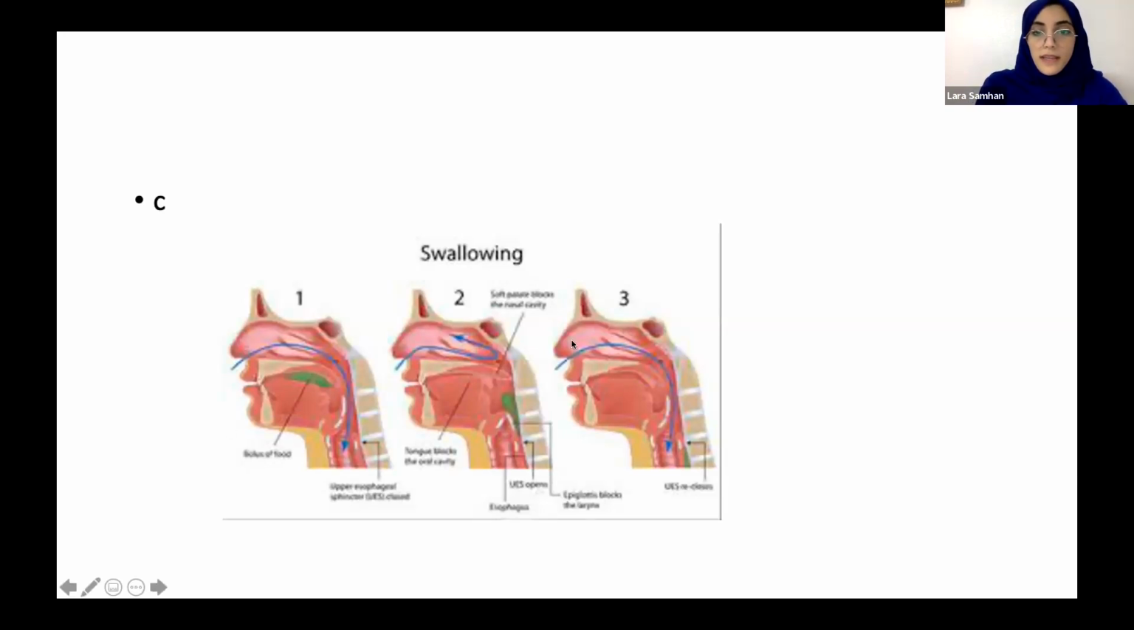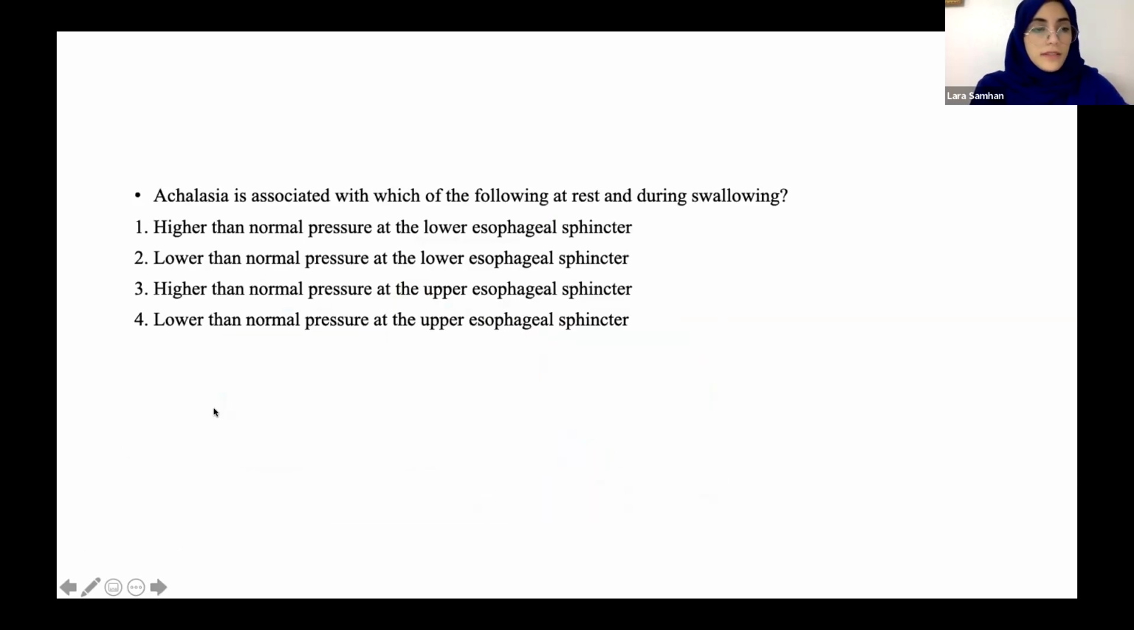As we can see here, in the three phases of swallowing, this green thing is the bolus of food. It starts off in the oral phase, and then the food moves down a bit, which is the pharyngeal phase. Lastly, it ends all the way off in the esophagus, which is the esophageal phase. So the three phases of swallowing are oral, then pharyngeal, and lastly the esophageal phase. Perfect. Moving on to the next question.